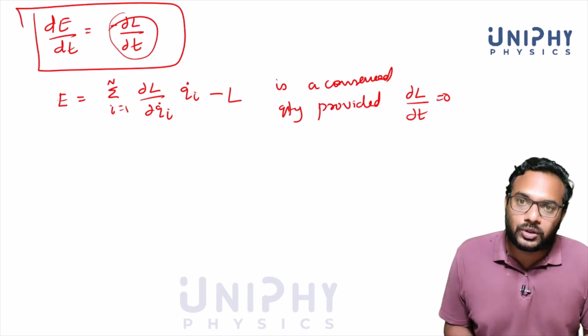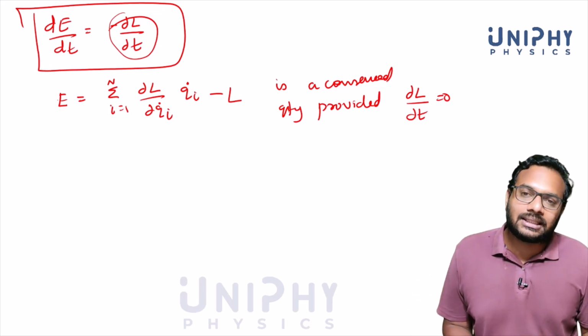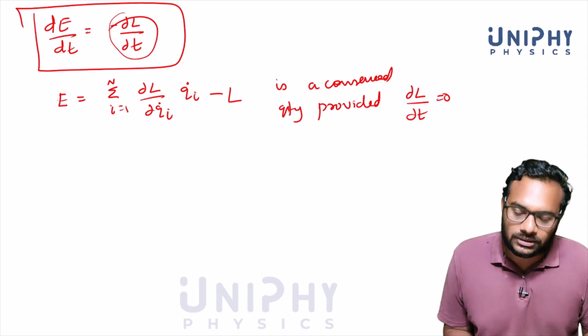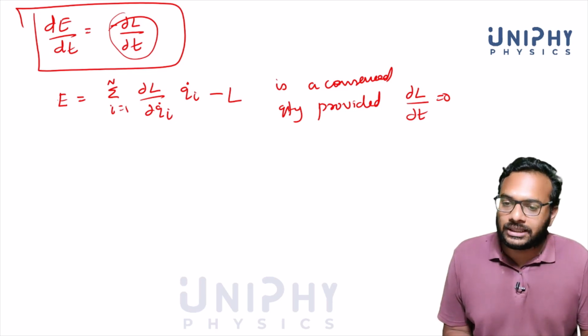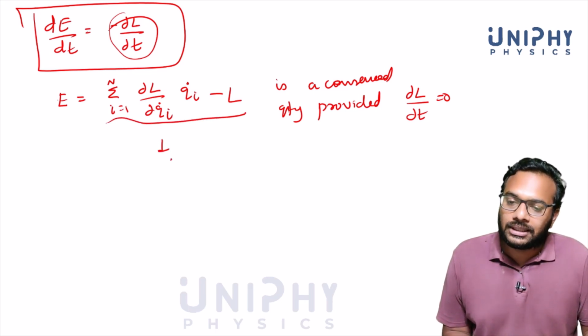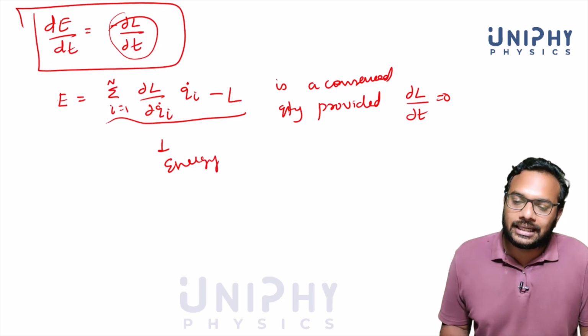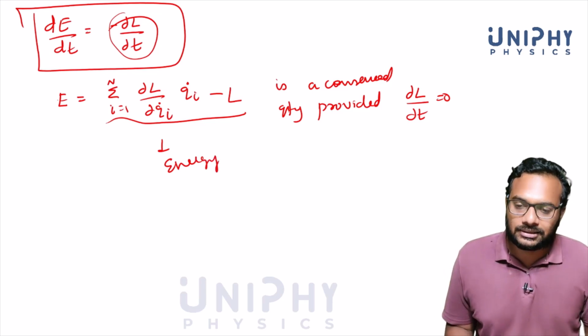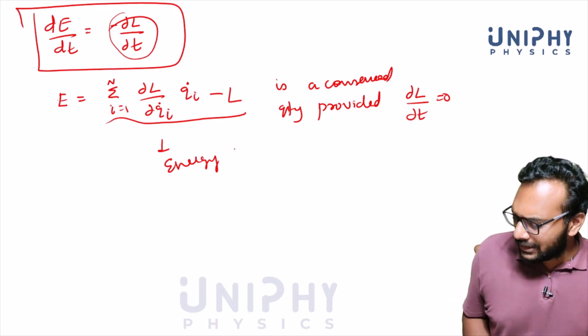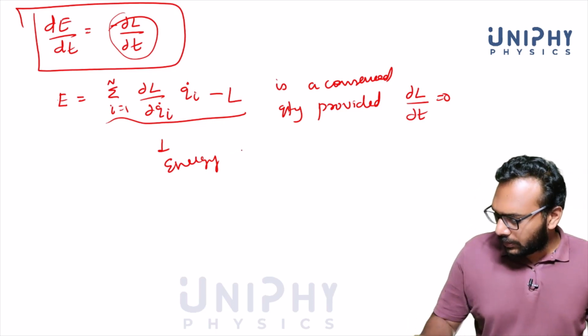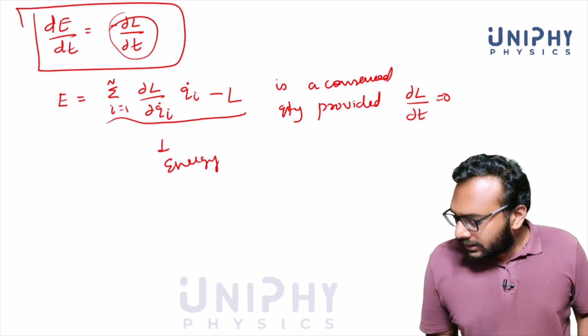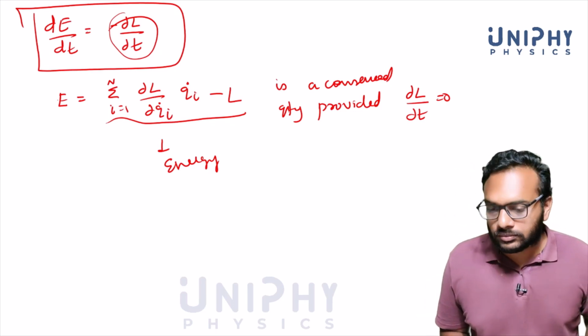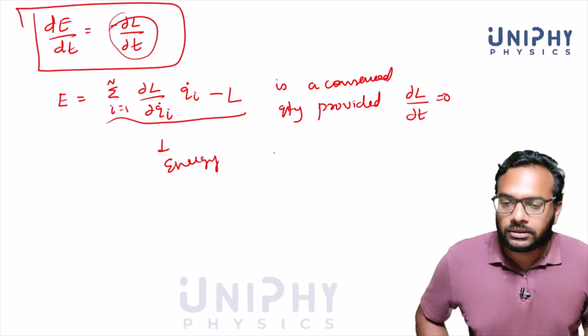So corresponding to this symmetry, that the Lagrangian has no explicit dependence on time, we get a conserved quantity, and this conserved quantity we call the energy. We can check that this is actually the energy of the system for some cases. So this is the energy of the system. We can actually check this.